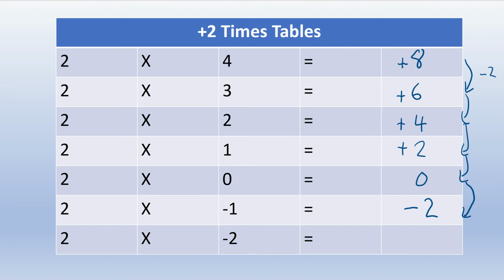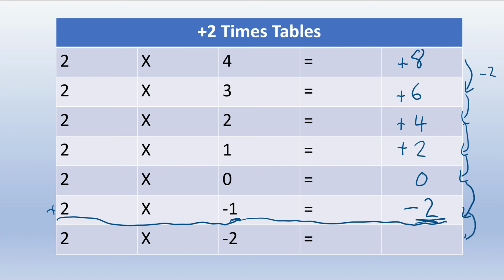And if we take a look at the bigger picture here, 2 times negative 1 is equal to negative 2. That sum tells us that a positive number, so my positive 2, times a negative number, my negative 1, will give me a negative answer. Let's see if it holds true for the next one down as well.